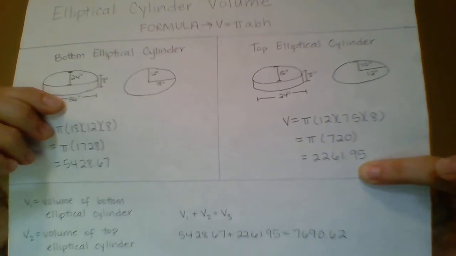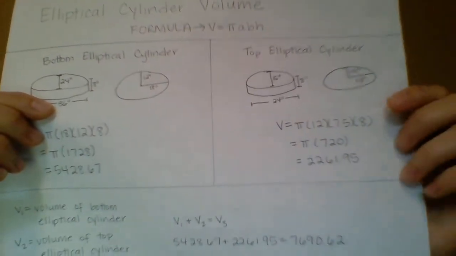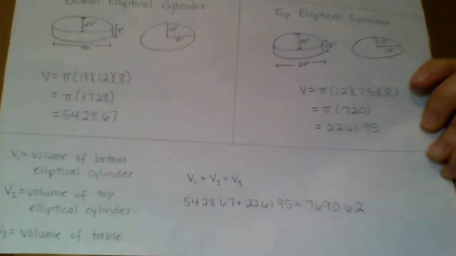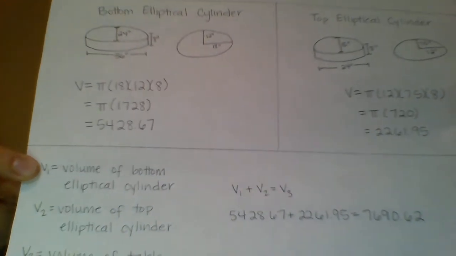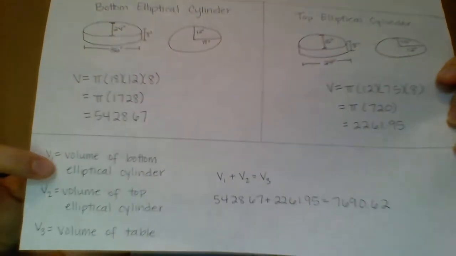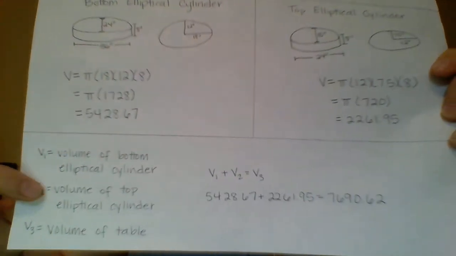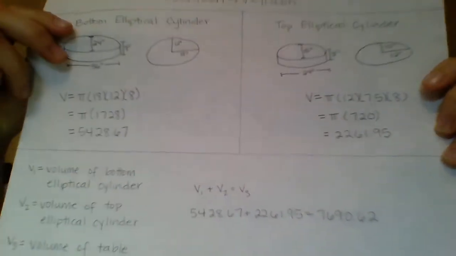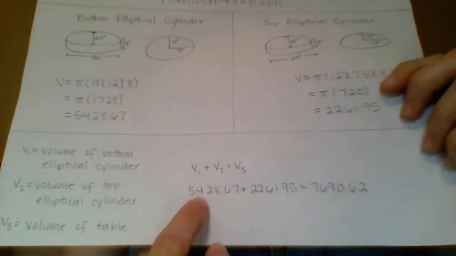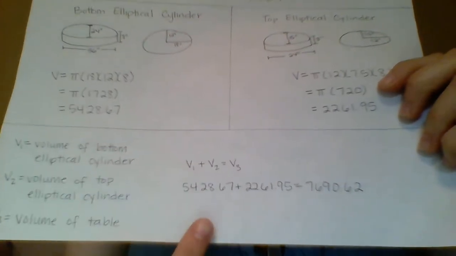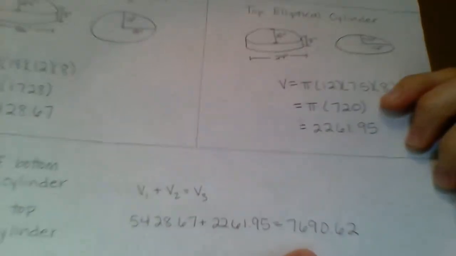Now, just like my area, I want to add those together so I can get the total volume of my table. So I have V1 plus V2 equals V3. Over here, I clarify what each of those means. V1 equals the volume of the bottom elliptical cylinder, this number right here. V2 is the volume of my top elliptical cylinder, right here. And V3 is the volume of my table. So I'm going to add my volume for the bottom to the volume of the top, getting my total volume of the table.